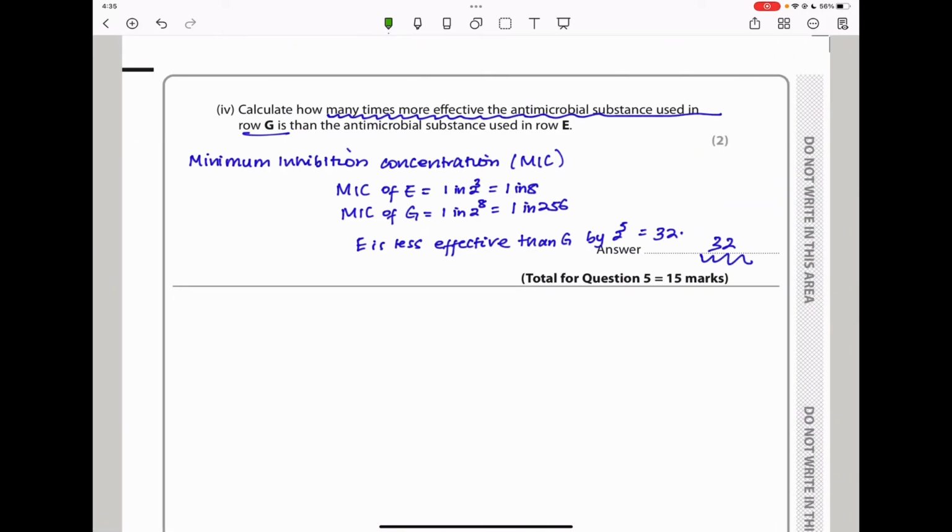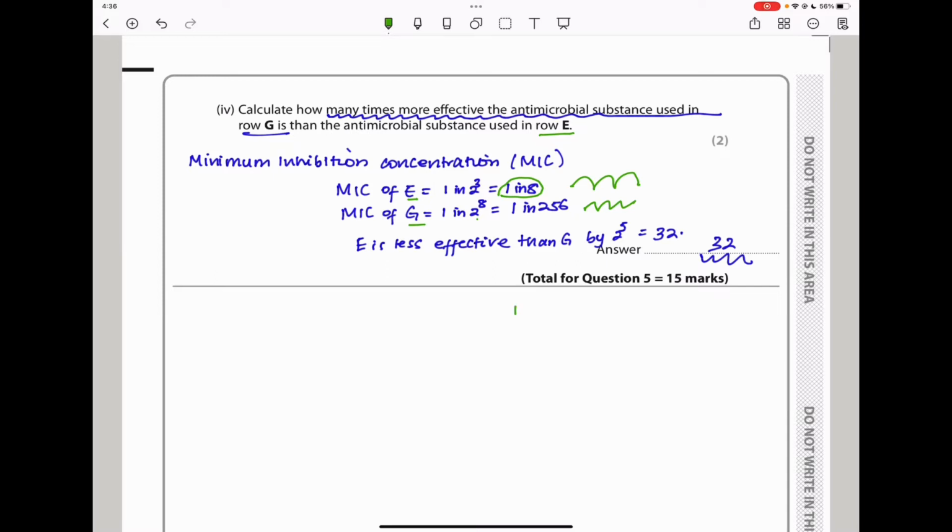Here they say, calculate how many times more effective the antimicrobial substance used in row G is than the antimicrobial substance used in row E. So if we look at the antimicrobial substance in row E, we can see it is a 1:8 dilution because they diluted and diluted and diluted. So 1:8. Then the one in G was 1:256 because they diluted 1 in 8 other halving times, or dilution times, 8 times. So that is the same as 2 to the power 8, which is 256.